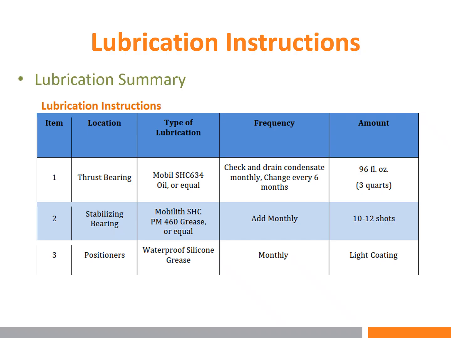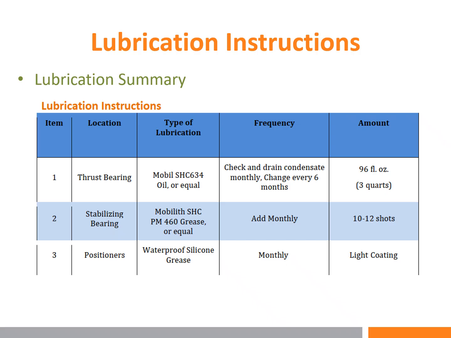Lubrication summary. Below is a table that lists the required lubrication for the rotary distributor. First is the thrust bearing located near the top of the center mast. We recommend a Mobil SHC 634 oil. It should be checked every month for any condensate that's allowed to collect in the oil, and we recommend that the oil be changed every 6 months. It's approximately 3 quarts of oil that's required for the thrust bearing.